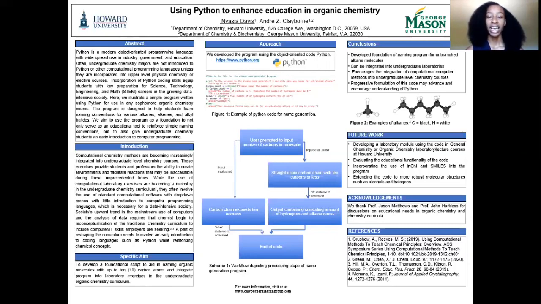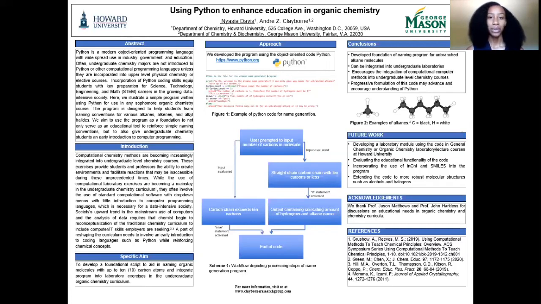The specific aim of our research was to develop a script that can be used in general and organic chemistry courses to aid students in naming organic molecules with up to 10 carbons. Figure 2 exemplifies just a few of the molecules that can be named using our program.